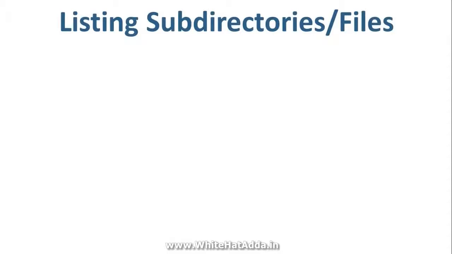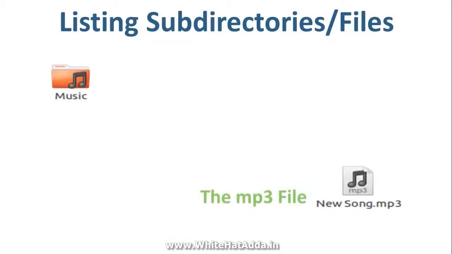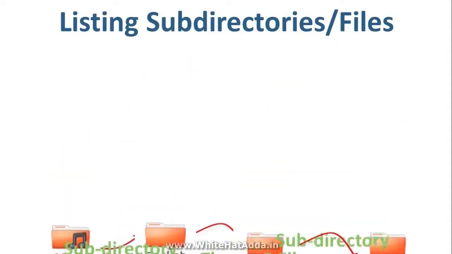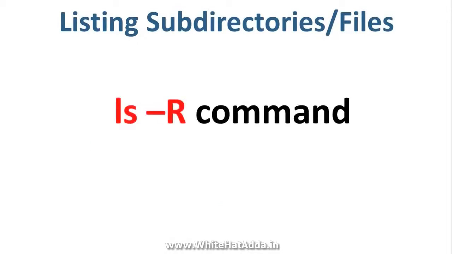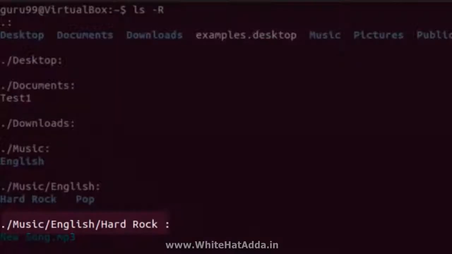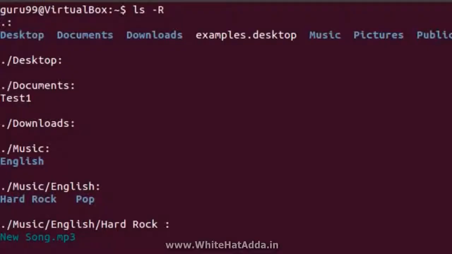Suppose you want to check the presence of an MP3 file in your music folder, which is under the subdirectory English and the subdirectory Hard Rock. In order to list this MP3 file, you can use the ls -R command. It will show all the files and the folders, not only in the directories but also the subdirectories. Here we can see all the directories, the subdirectories and the files present in them.